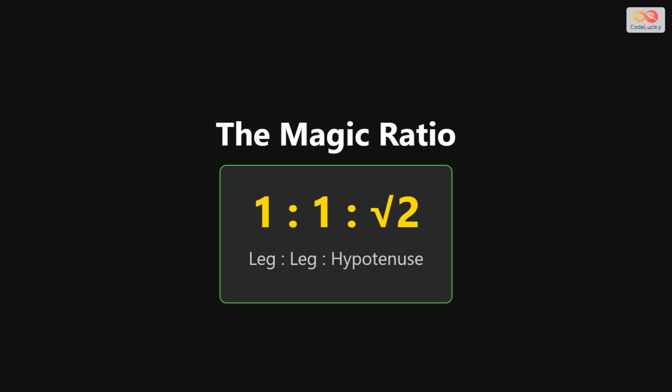There is a special ratio that connects the sides of every 45, 45, 90 triangle. The ratio of the sides is 1:1 to the square root of 2. This describes the relationship between a leg, the other leg, and the hypotenuse.